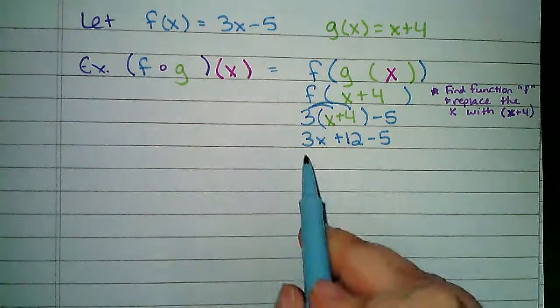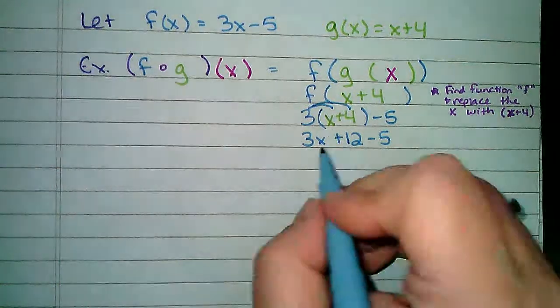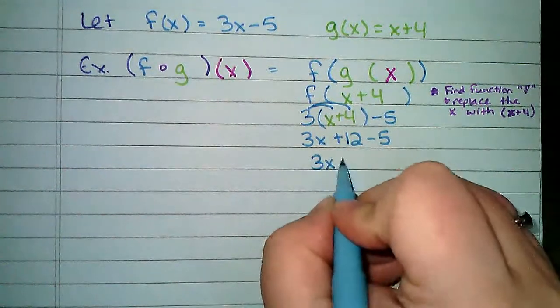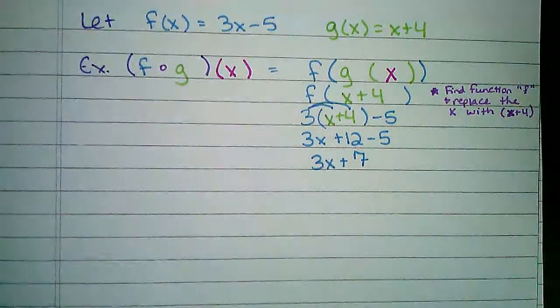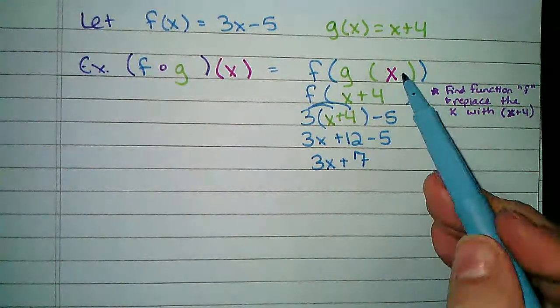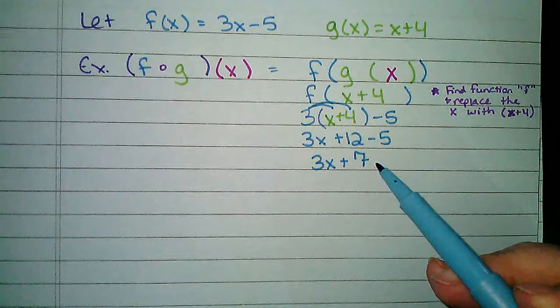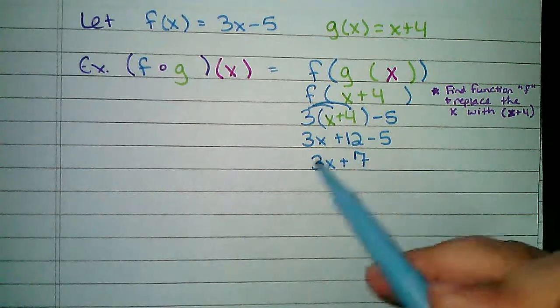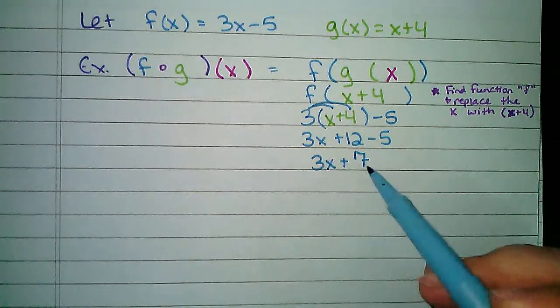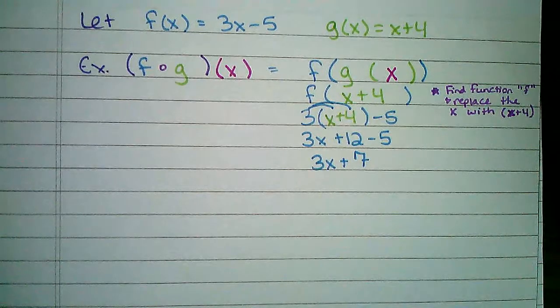And then we combine any like terms. The 12 and 5 are like terms. So 3x plus 7 will be your final answer. So when you start with an x, you won't generally end up with a single number. You'll generally end up with an expression that will have a couple terms or so.